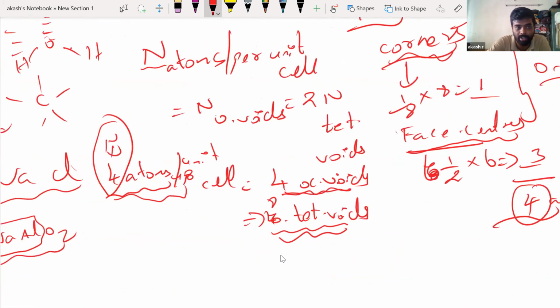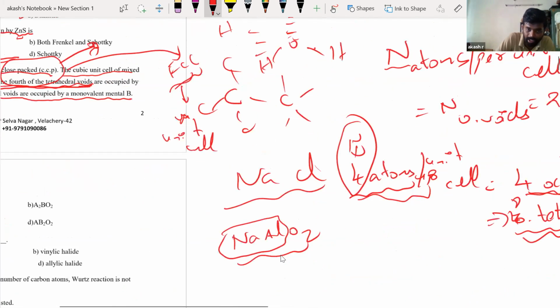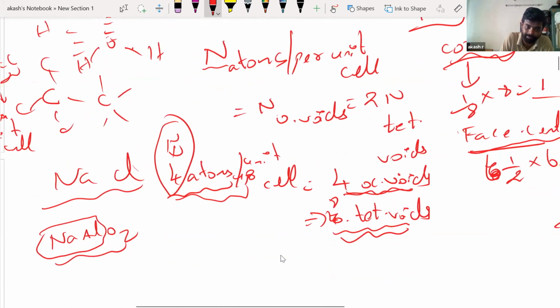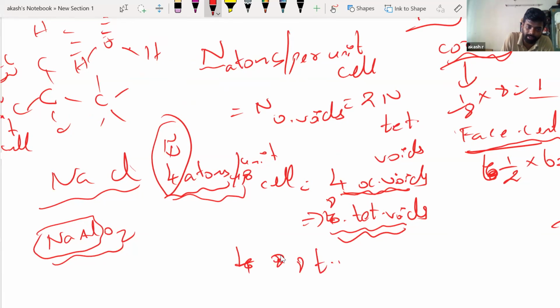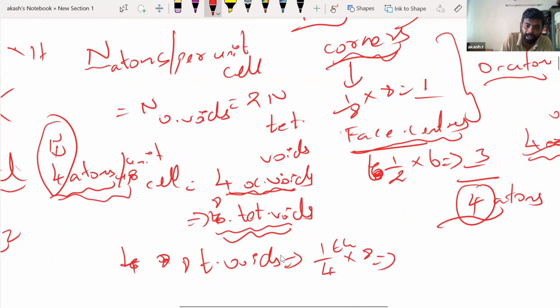Now what are they telling in the question? 1/4 of tetrahedral voids are occupied by A. So totally I have 8 tetrahedral voids. Out of that, only 1/4 of them are occupied by A. So can I tell 1/4 into 8, which is 2, is what my A atoms are.